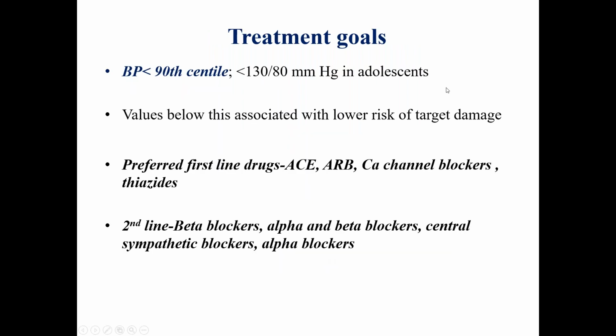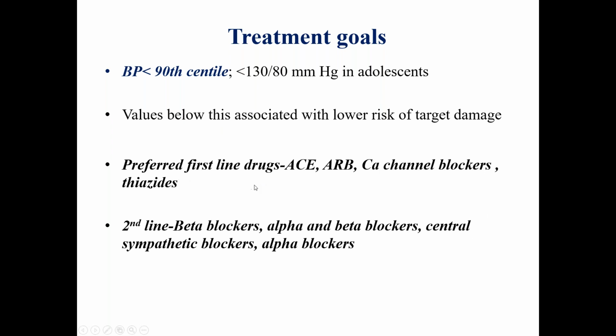So what are the treatment goals for hypertension in children? We want to maintain their BP below the 90th centile, and it needs to be less than 130/80 in all adolescents. This is for children who are younger than 13 years of age, because values above this are associated with a higher risk of target organ damage.